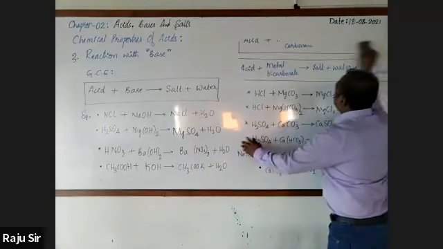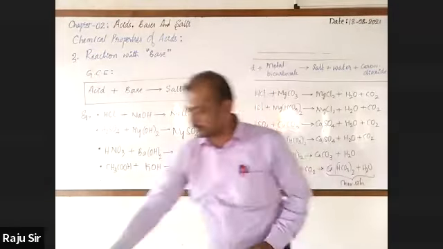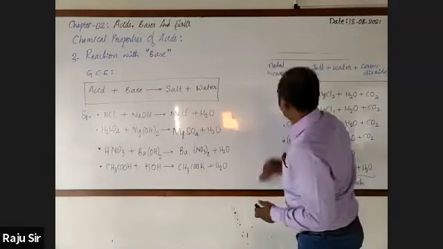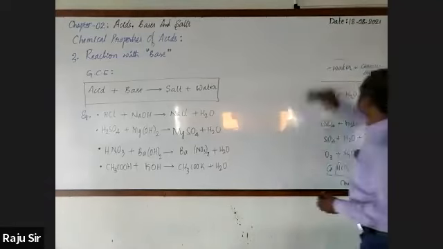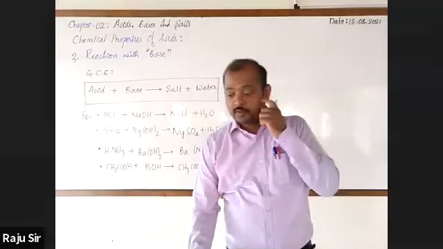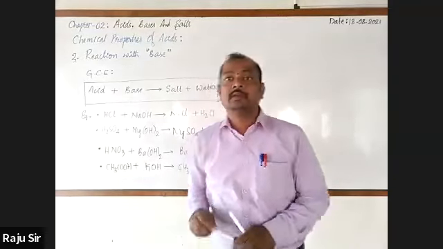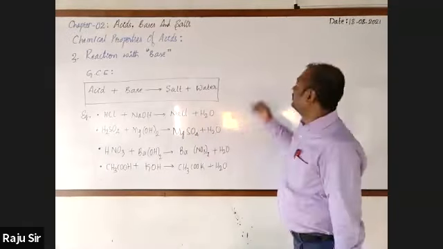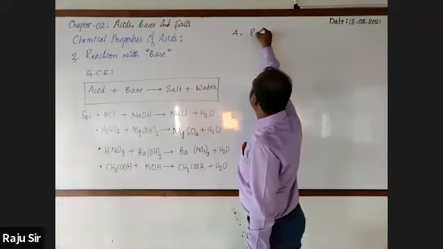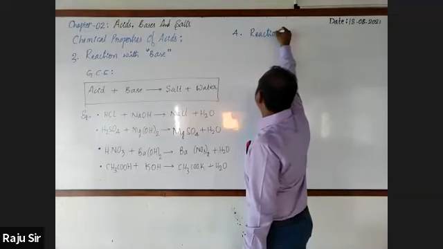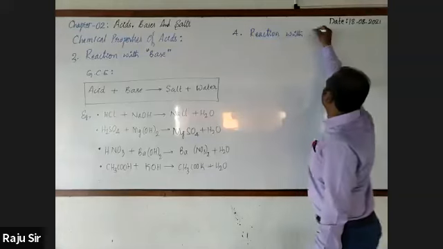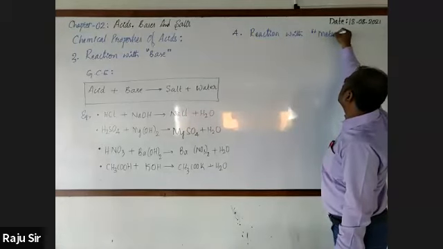Next, the fourth one. What is it? Reaction of acids with metallic oxide. Reaction with metal oxide.